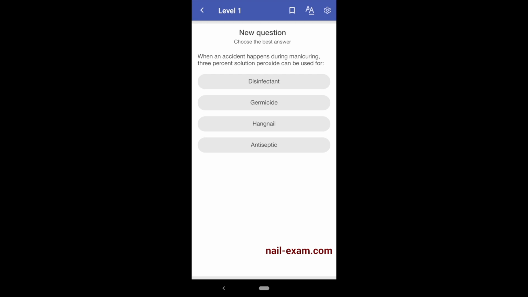When an accident happens during manicuring, 3% peroxide solution can be used as a. Answers: A. Disinfectant. B. Germicide. C. Hangnail. D. Antiseptic. The answer is D.